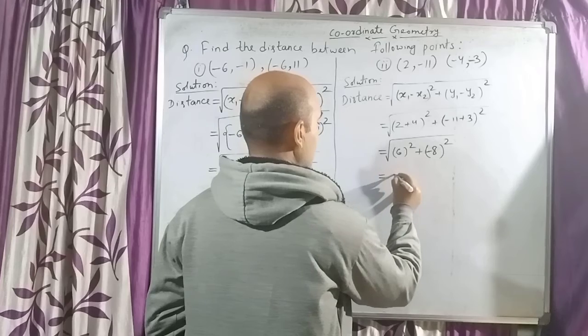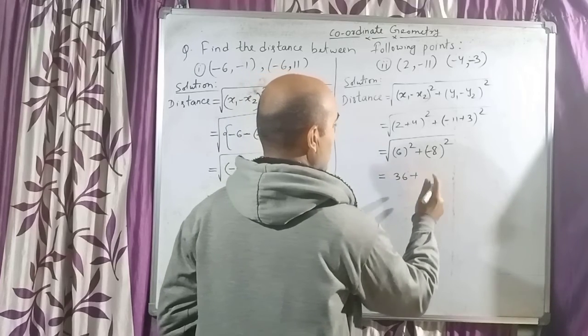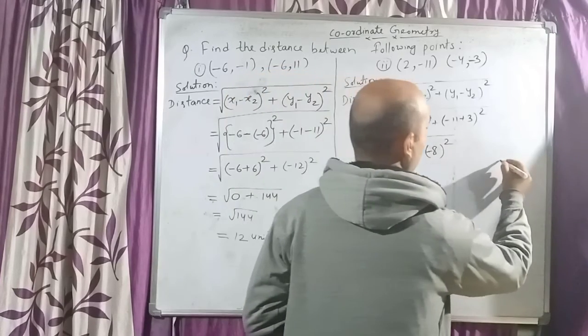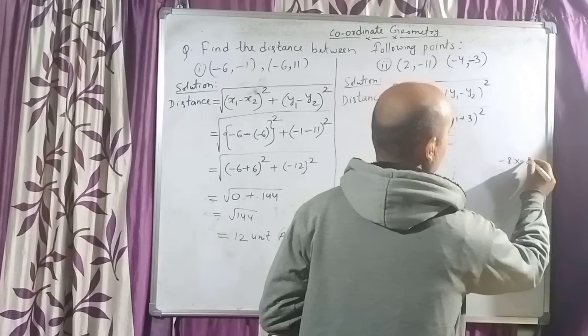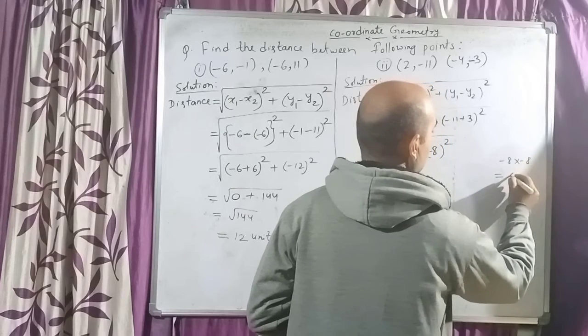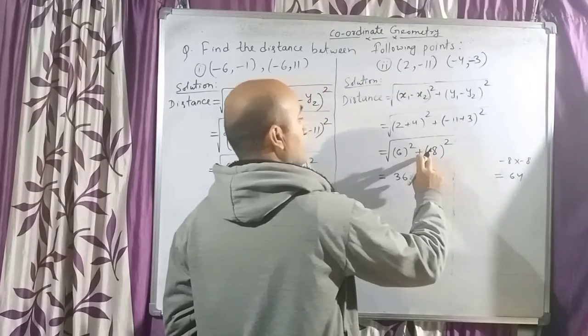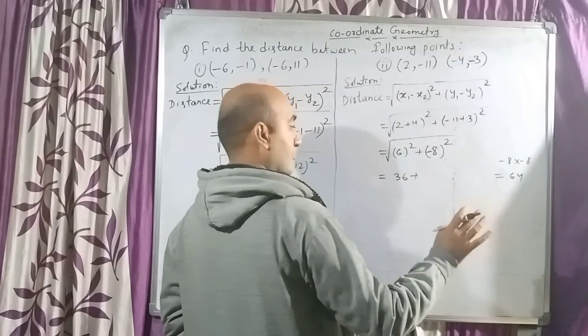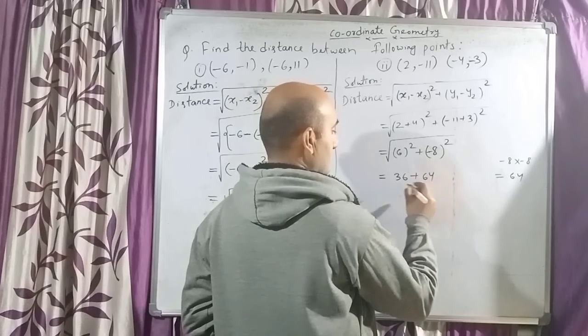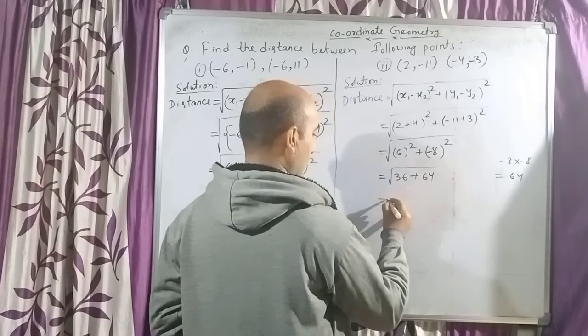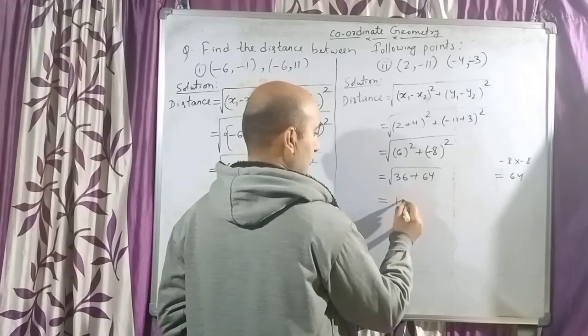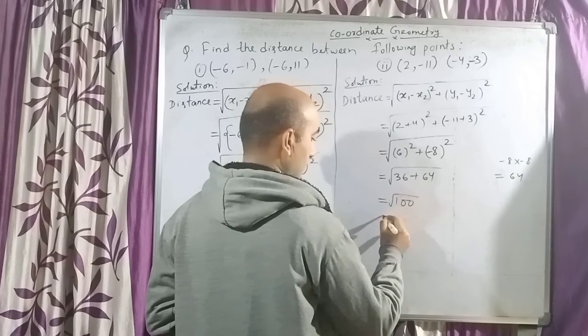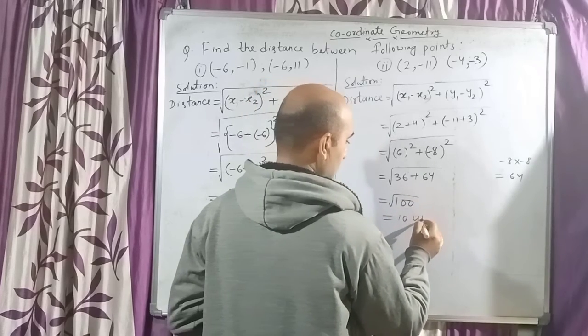Now 6 square is 36 plus minus 8 square means minus will multiply 2 times and again it will become plus, 8 8 are 64. So square of minus is plus children, very important to understand. 64 only, root over. 64 and 36 if you add it is 100 root over, 100 root over is 10 unit.